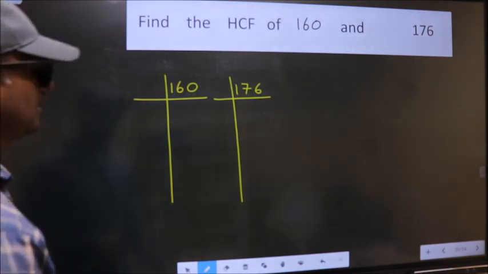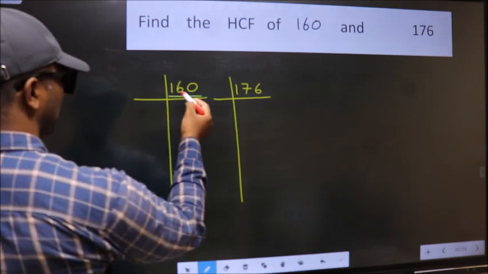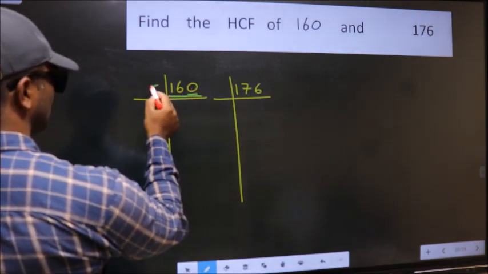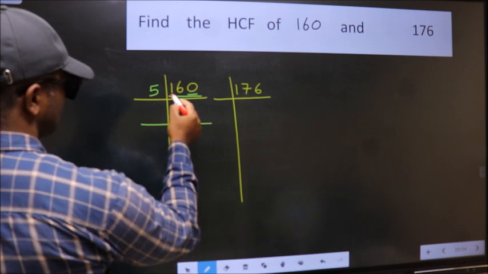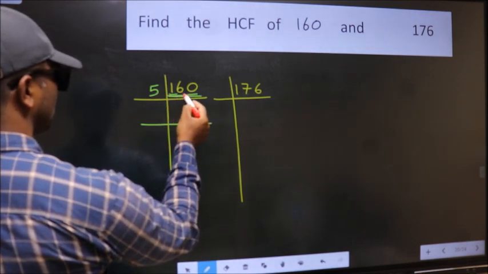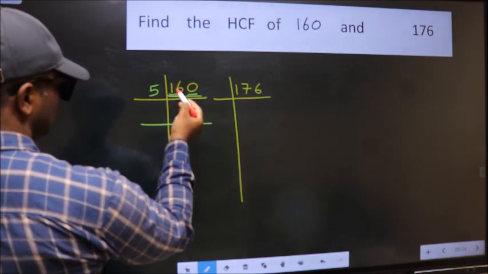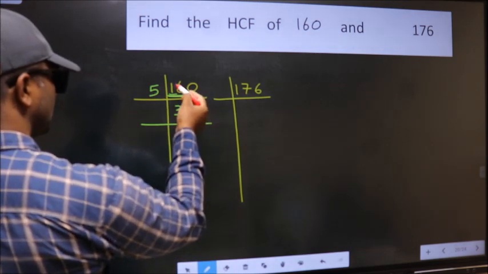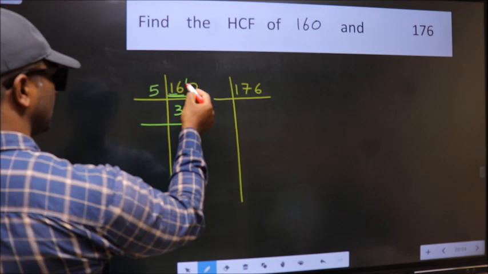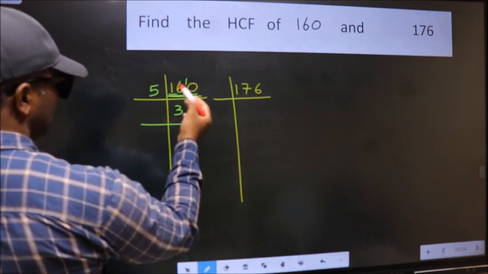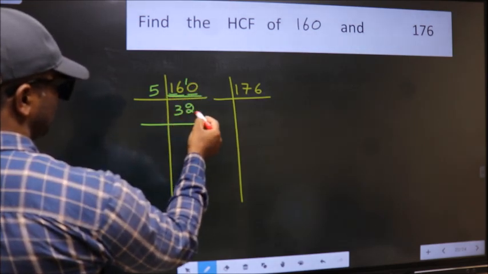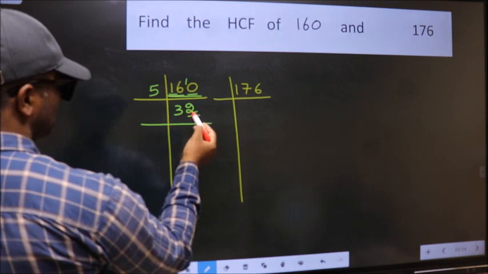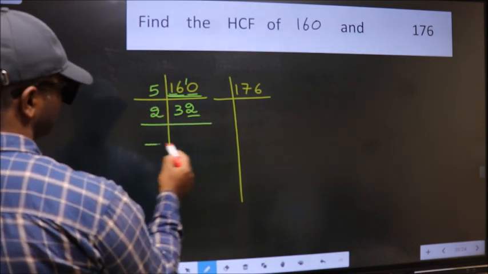Next, in this number, the last digit is 0, so take 5. The first number 1 is smaller than 5, so take 2 numbers, 16. A number close to 16 in the 5 table is 5 3s 15. 16 minus 15, 1, carried forward 10. When do we get 10 in the 5 table? 5 2s 10.